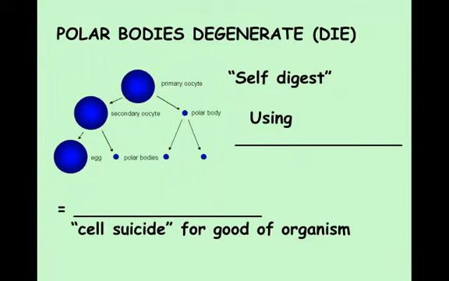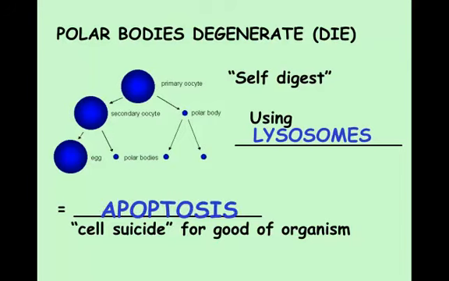So what do the polar bodies do? Remember, we talked about self-digesting for the good of the organism. We talked about cell parts in our cell parts chapter. What's our cell part that is the sac of digestive enzymes that break down unwanted cells? We're going to use lysosomes again, and those digestive enzymes are going to self-destruct the cell. Those little polar bodies do that apoptosis thing. Cell suicide for the good of the organism. They are self-destructing so that we can give all the cytoplasm to one really good egg for the best start possible for our baby.